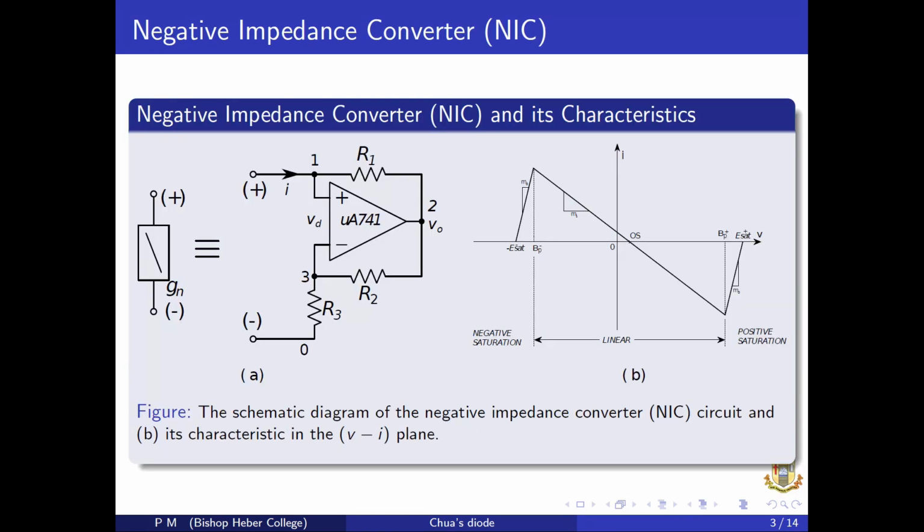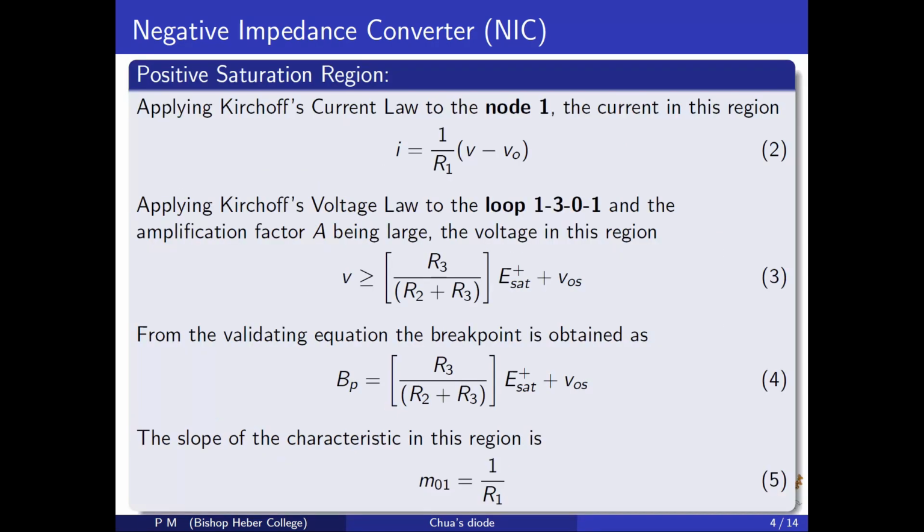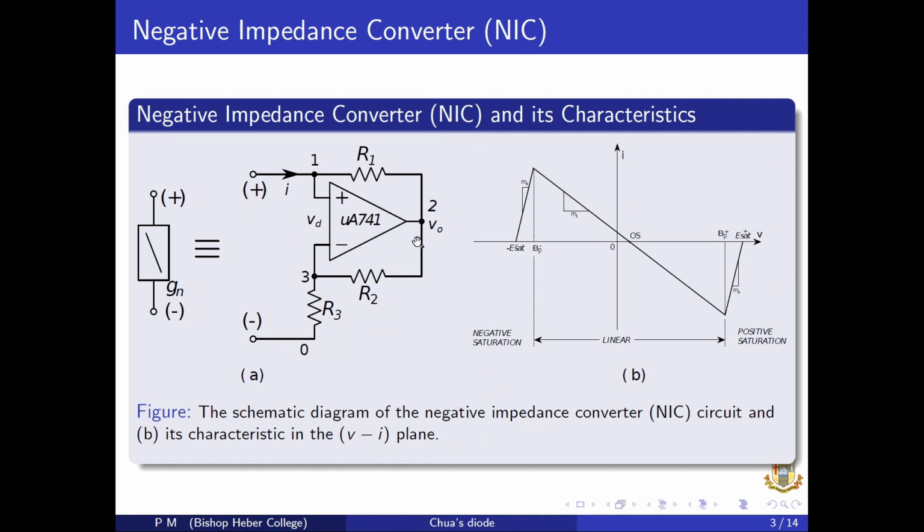A negative impedance converter is a good example of a circuit having a piecewise smooth characteristic. It consists of an operational amplifier incorporating both positive feedback via R2 and negative feedback via R1. The circuit of a negative impedance converter is shown here, and its characteristics are shown here. Positive saturation region. By applying Kirchhoff's current law to the node 1 shown in this circuit, this is node 1, node 2, node 3, node 0.